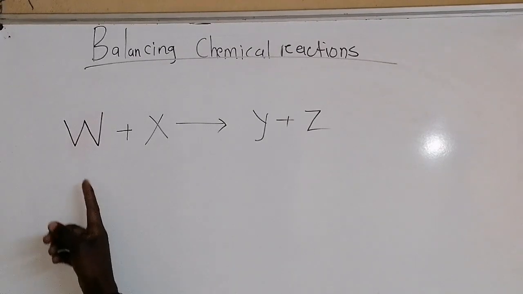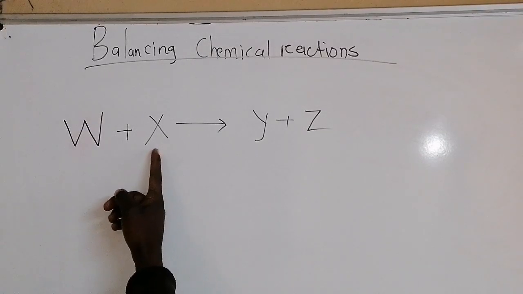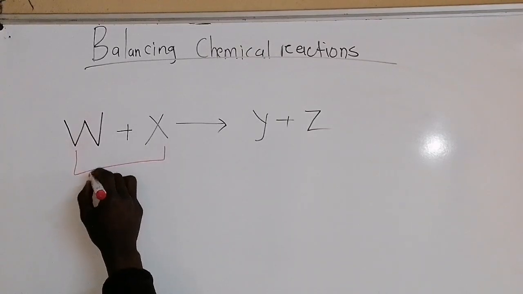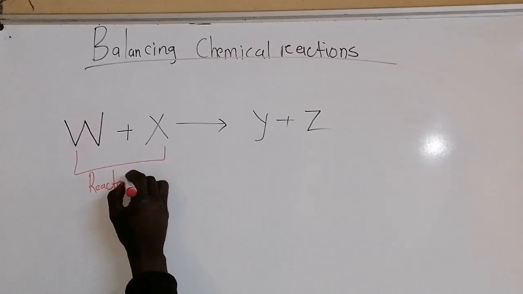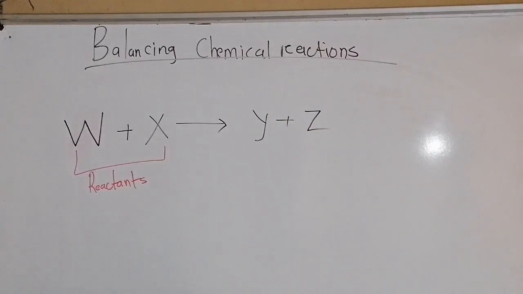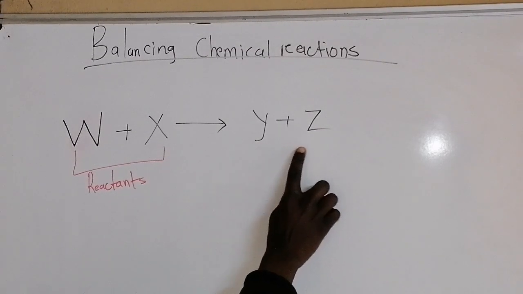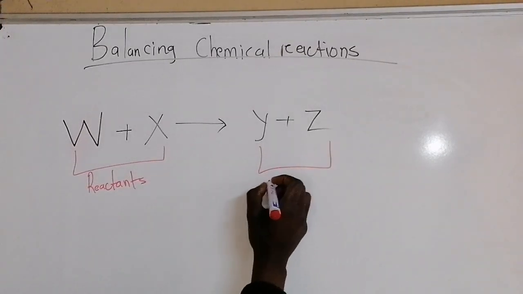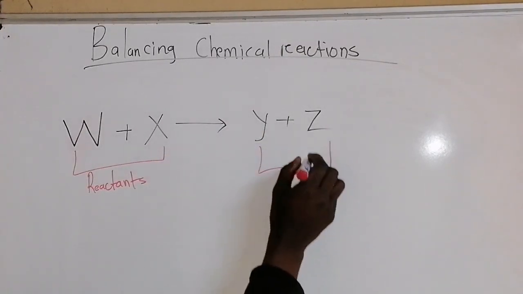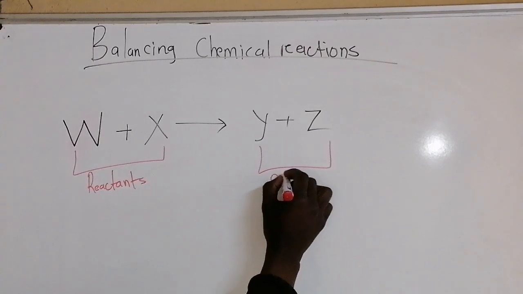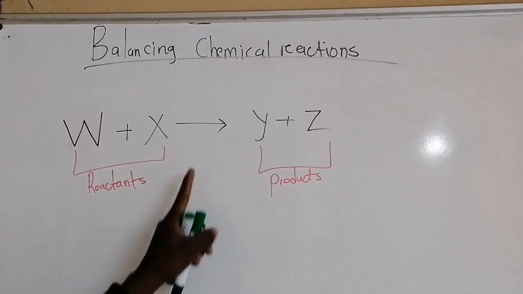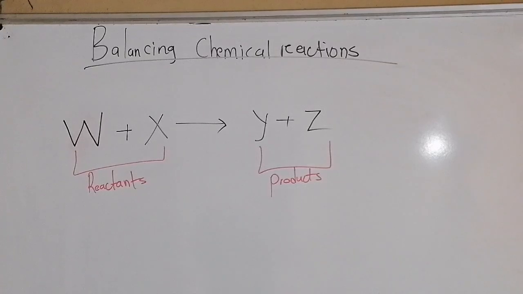Now, here we have W that is summed with the X. So these are known as reactants. Then we have Y, which is summed with that Z. So these ones here, where the arrowhead is pointing at, are known as the product. Now, what does this arrow symbolize, or what is it telling us?